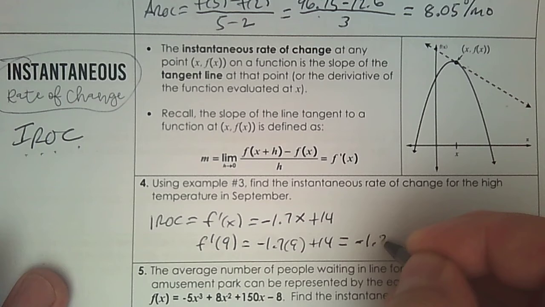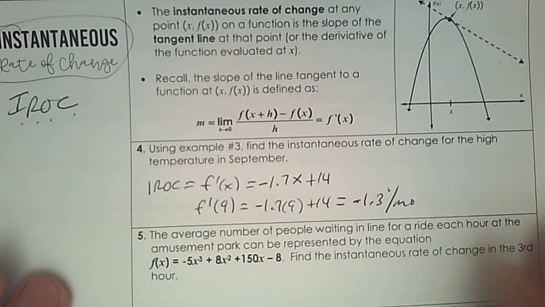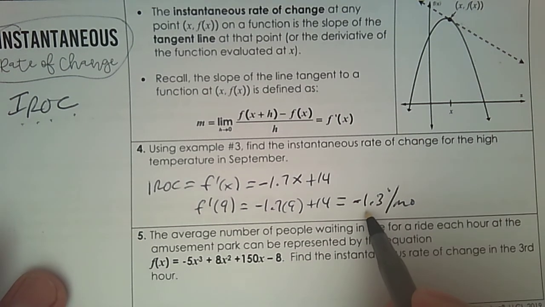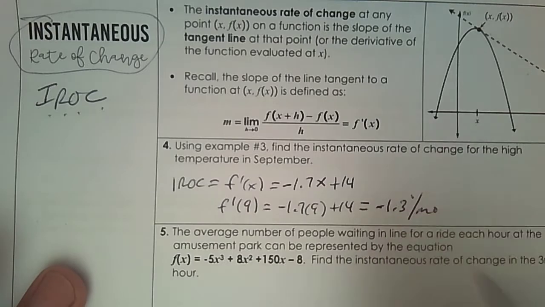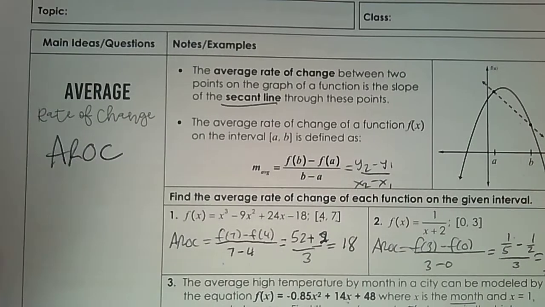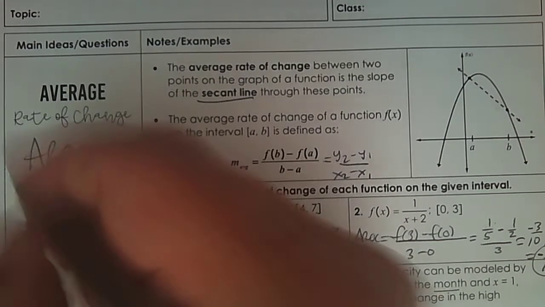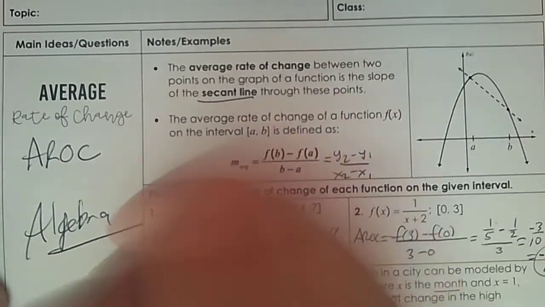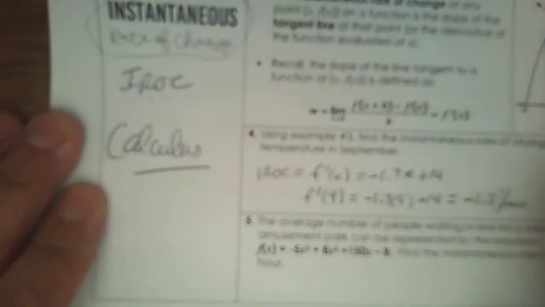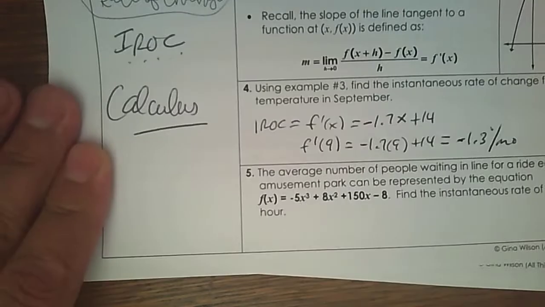And notice for September, the temperature, why do we have a negative? Because the temperature from August to September is going down. So the instantaneous rate of change is the temperature changes by -1, or goes down 1 degree per month at that time. So how many points is instantaneous rate of change? 1 point slope. For average rate of change, 2 points slope. Algebra. Instantaneous, not algebra. Calculus. So, algebra. Calculus. That's what we're doing.